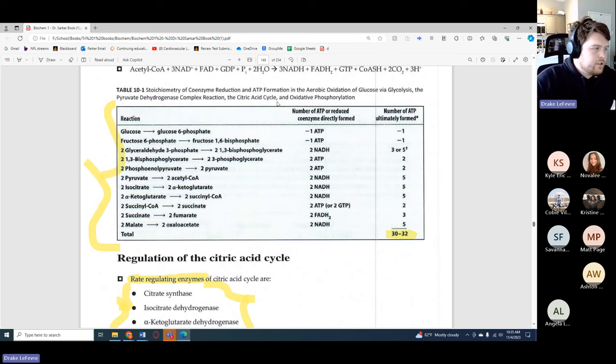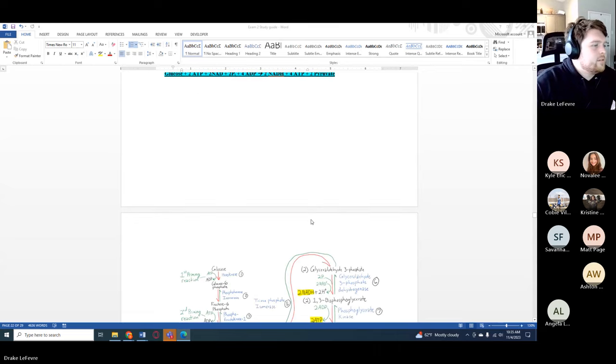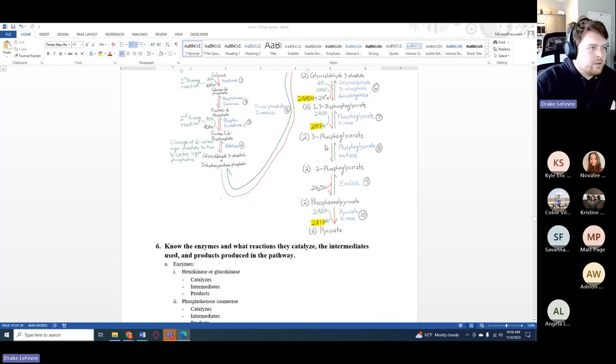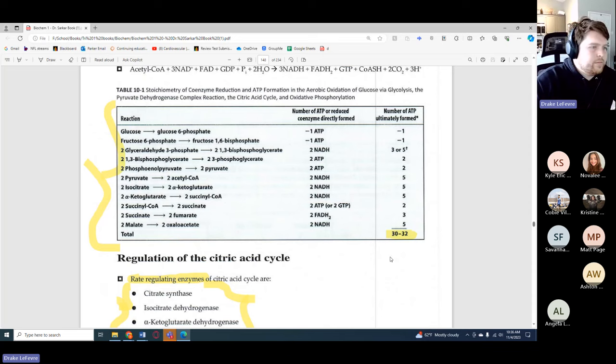So you can see here, this little chart, from one glucose you get a total of 30 to 32 ATP. I don't know why my brain is doing that. Oh, it's because it didn't include the NADH from glycolysis. This is why it's important to remember all of our different steps. So those two NADH, that's another 5. That gets included there. Okay, so around 30 to 32.